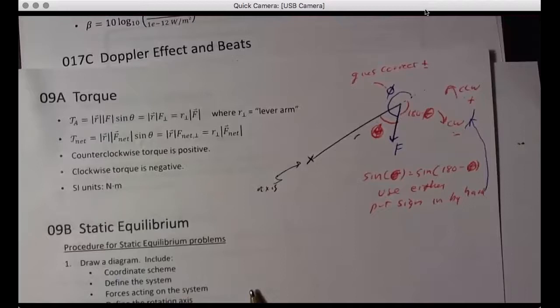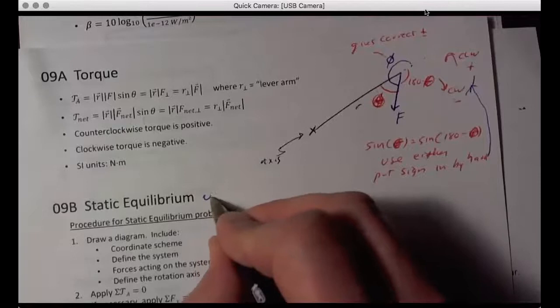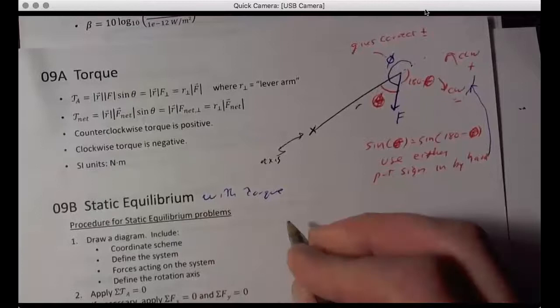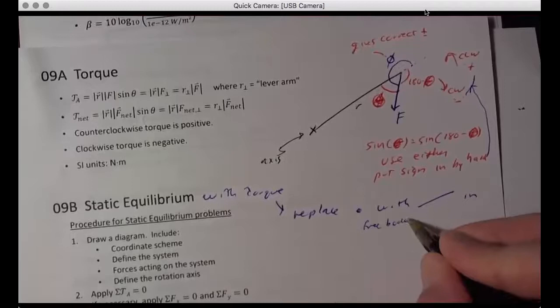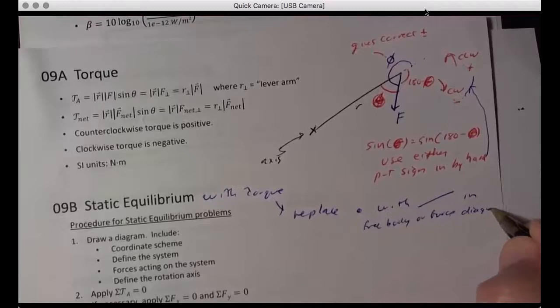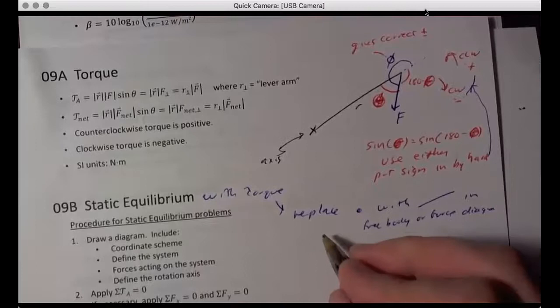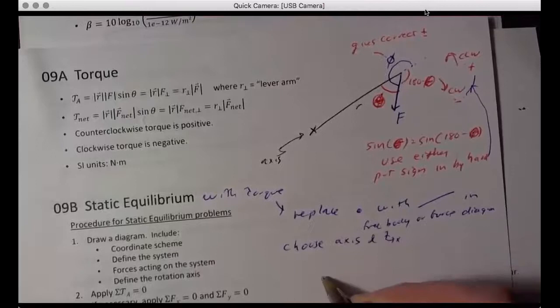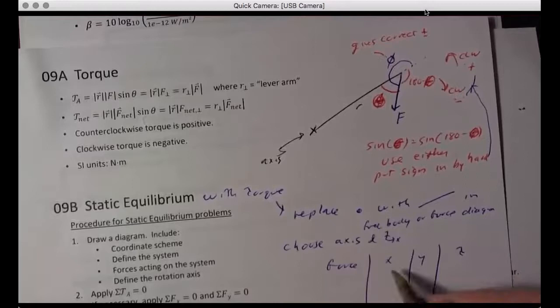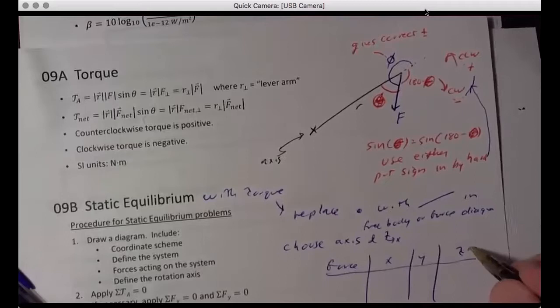Static equilibrium. Now it's with torque. The big thing is you replace this with a line in the free body or force diagram, and you have to calculate the torques. So you choose an axis and X and Y, and you make your chart: force, X, Y, torque. And this is about the new axis. And you use the methods up there for how to do it.